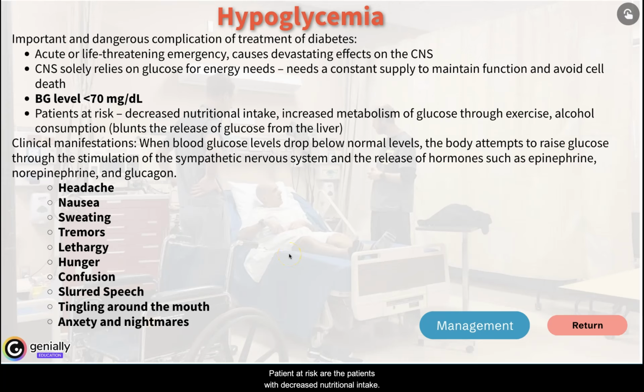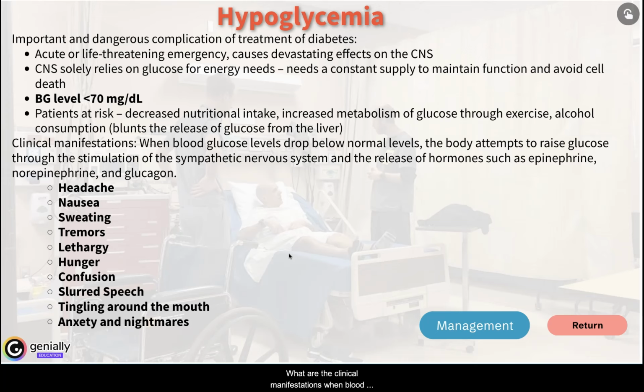Patients at risk are the patients with decreased nutritional intake. All right, they're not eating a lot, going through starvation, things like that. That's severe hypoglycemia. Increased metabolism of glucose for exercise, so people who exercise a lot and they're not eating enough to maintain themselves. Alcohol consumption, it blunts the release of glucose from the liver. So when your blood sugars are low, alcohol consumption can cause your liver not to release that stored glycogen as glucose.